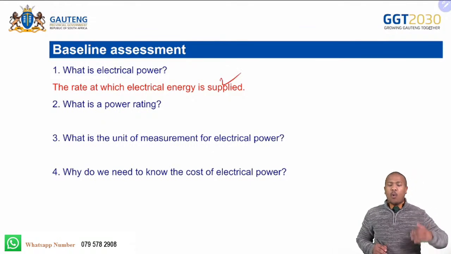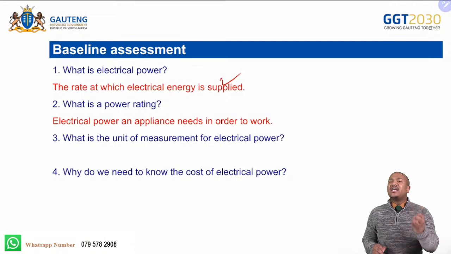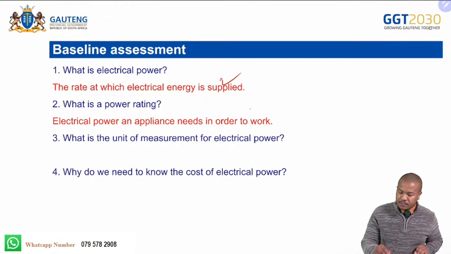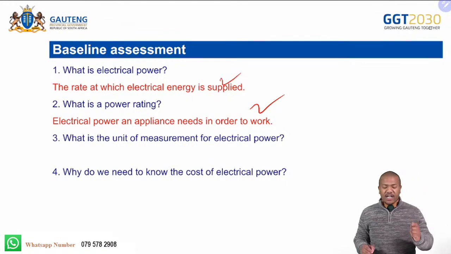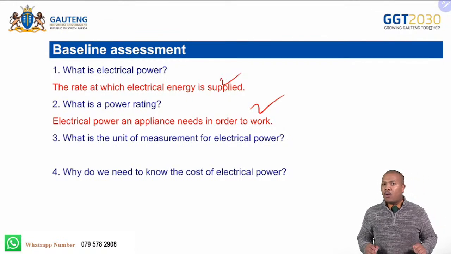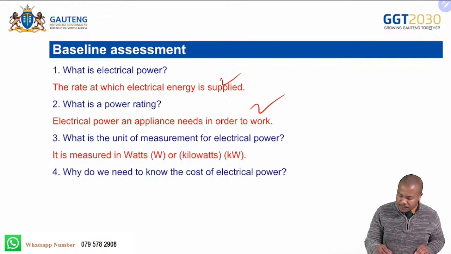Number two, what is a power rating? A power rating is the electrical power an appliance needs in order to work. Mark your work. Then number three, what is the unit of measurement for electrical power? It is measured in watts or kilowatts.